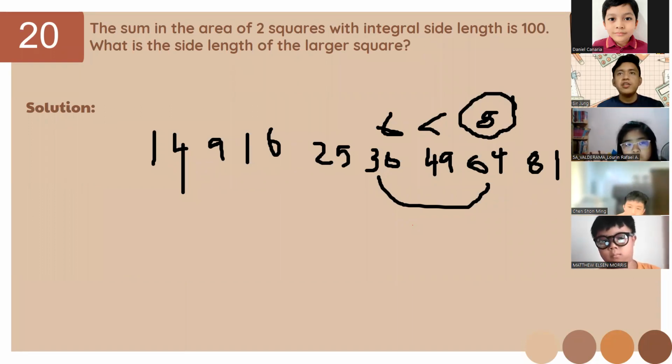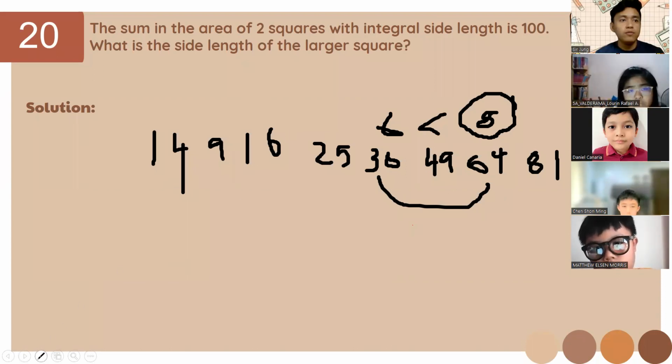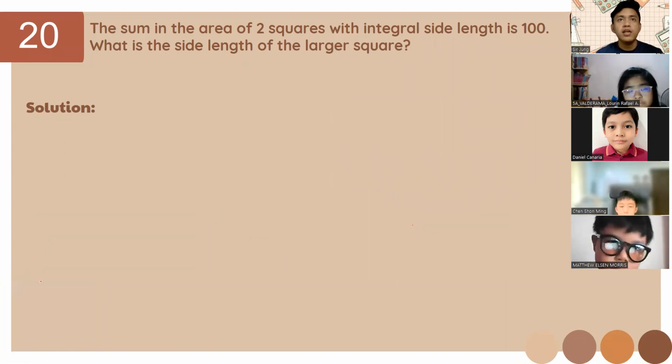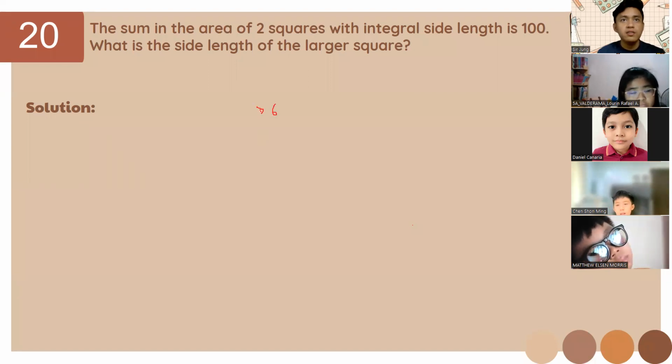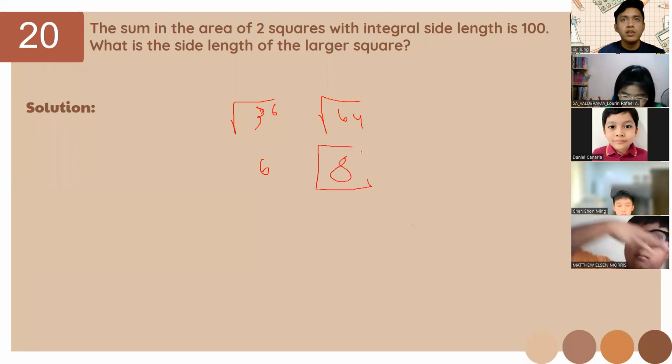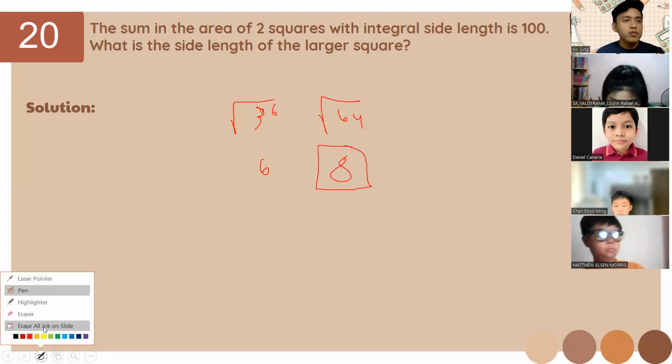So that's correct. The answer here should be 8. So yes, you just need to find squares from 1 to 100 that can give you a sum of 100, right? So the only possible ones here should be 36 and 64. So the answer is, since we have 36 and 64, the square root of both is 6 and 8. So the larger one is 8. So any questions regarding this problem?